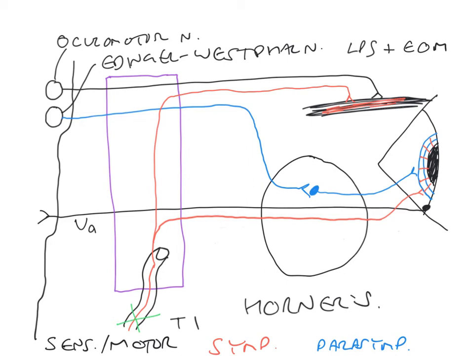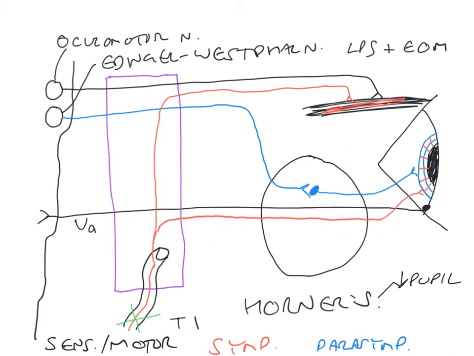So let's think about the two effects that would have. The first effect would be that because we've lost supply to dilator pupillae, there would be unopposed parasympathetic activity, leading to a small pupil. So the first effect we would see in Horner's is a decrease in pupil size. The pupil would get smaller due to unopposed parasympathetic activity.